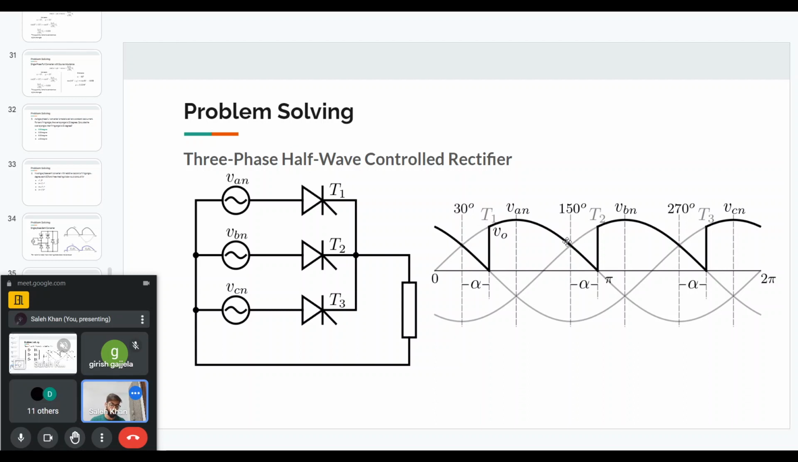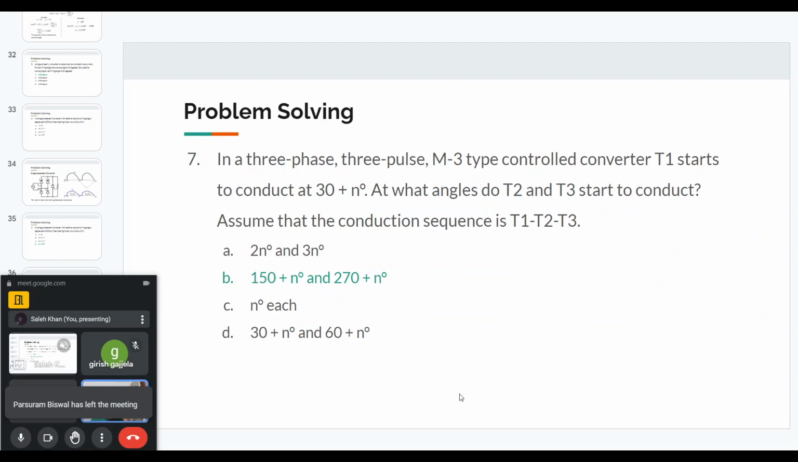And if you see for T2, the natural commutation point is when the B voltage becomes highest, which happens at 150 degrees. And for T3, the natural commutation angle happens at 270 degrees when VC becomes the highest. And after that, some angle alpha or n degrees, T2 and T3 will conduct. So the answer, as you have guessed, is 150 degrees plus n degrees and 270 degrees plus n degrees for T2 and T3 respectively.